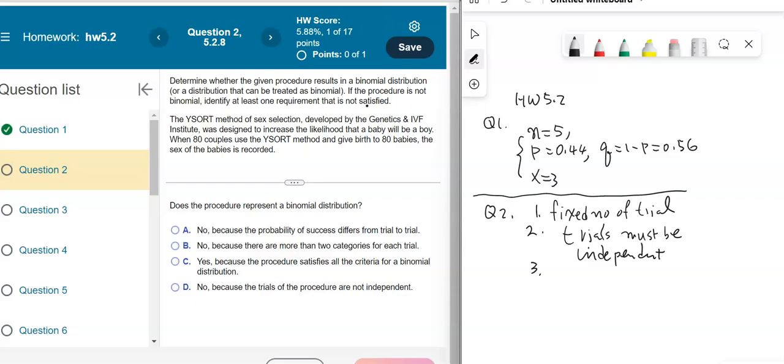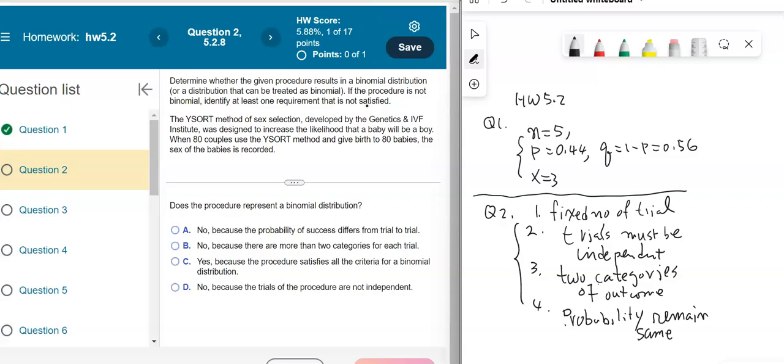Number 3, outcome, only 2 outcomes, 2 categories of outcome. Number 4, probability has to remain the same. Those are the 4 conditions to be binomial.